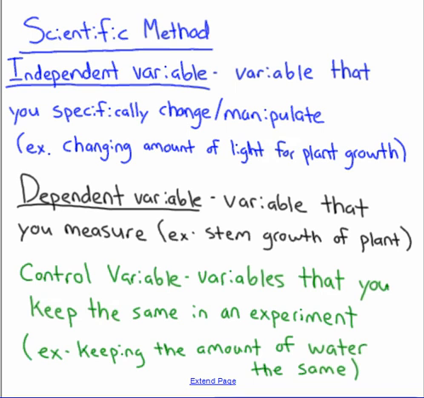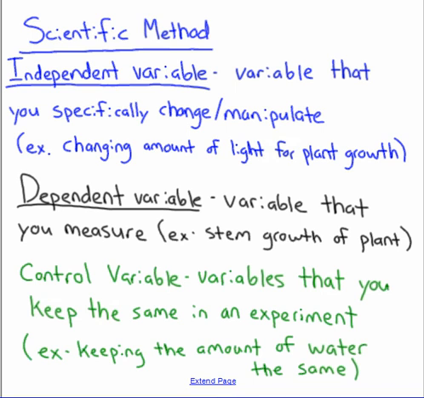Your dependent variable can best be remembered by the variable that you measure. In my experiment, you can ask your question, what are you measuring? I will ask myself that question. What am I measuring? I am measuring plant growth via measuring the stem. So I'm measuring the stem of the plant, and that is my dependent variable. So the dependent variable is what you measure.